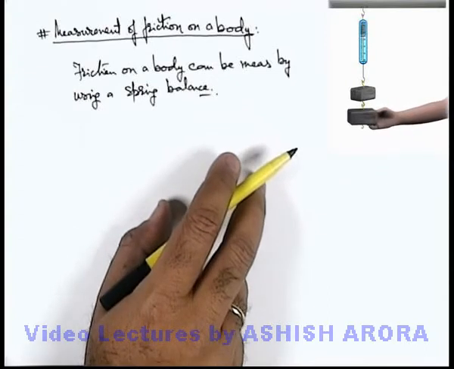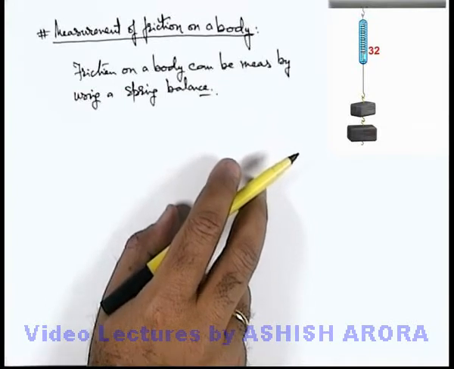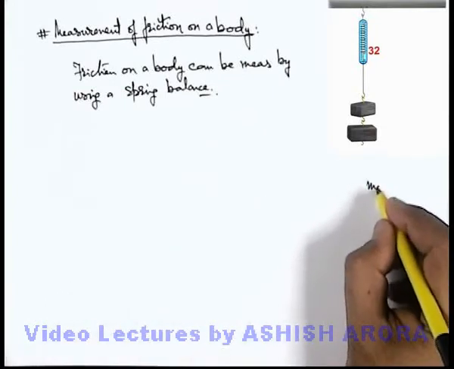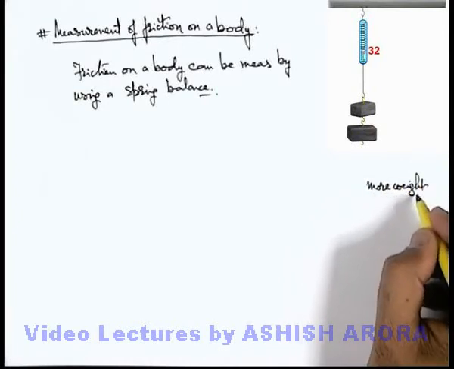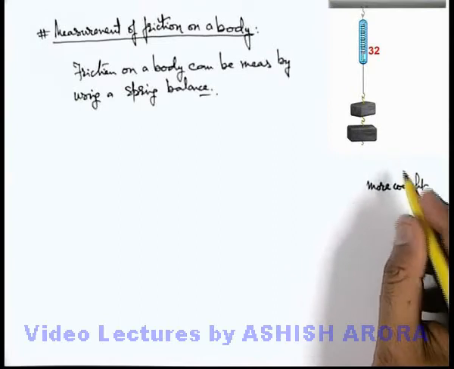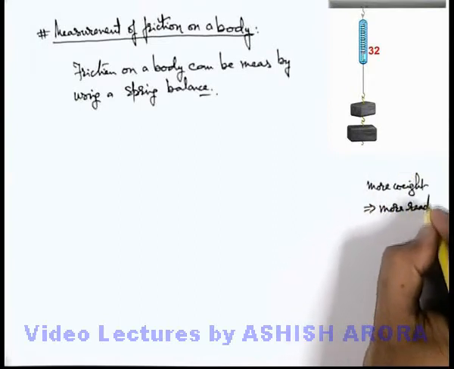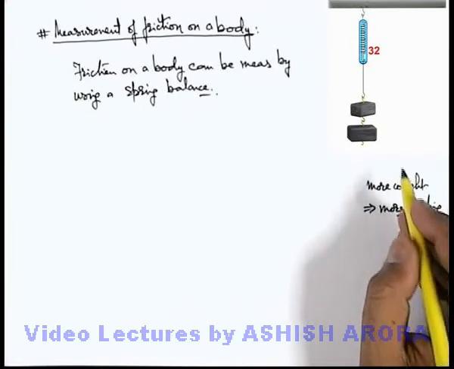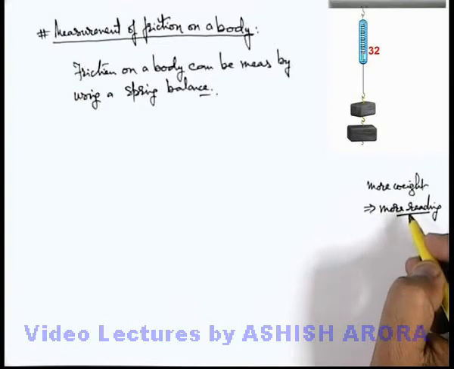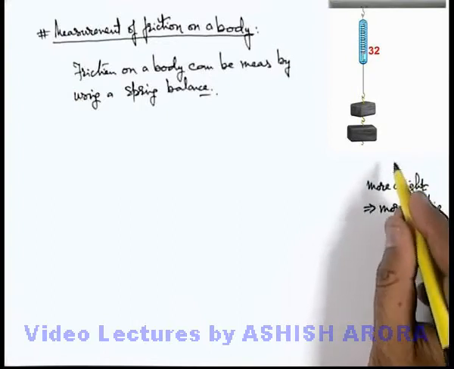Now in this situation, if weight is increased, here you can see one more mass is added to the system, then the reading will further increase. So here we can write that more weight, which is basically the force due to gravity on the hanging objects, implies more reading. This reading gives us an idea about the force which the weight is exerting on the spring balance. By using this we can calibrate the spring balance and measure the mass which is hanging.